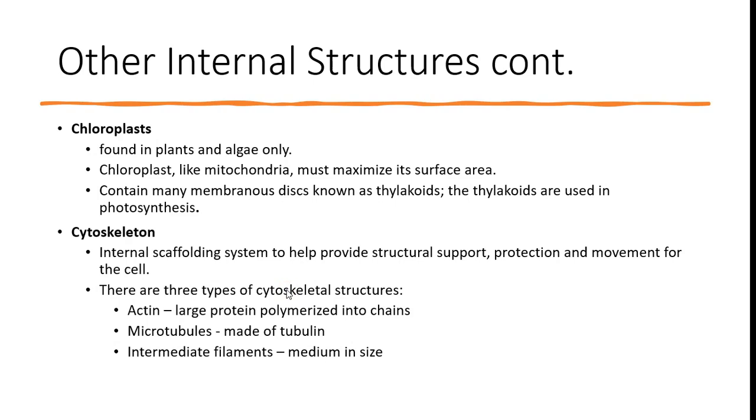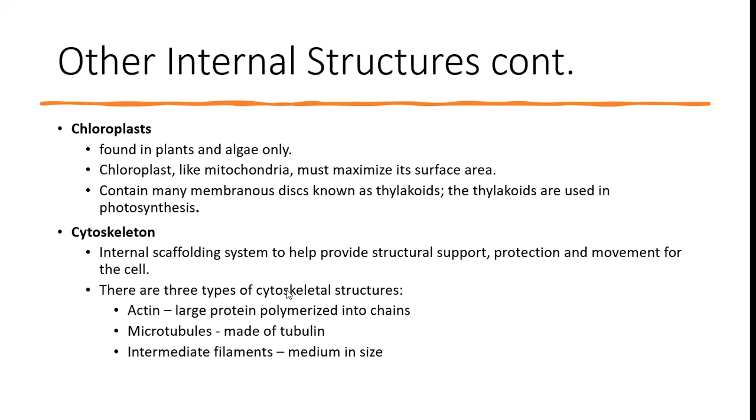Chloroplasts are found in some cells, and these are going to be those that are plant-like or plants themselves, so plants and algae, because they're going to be used for photosynthesis. Chloroplasts resemble mitochondria in that they are double membrane-bound organelles, and instead of the cristae, they're going to have the thylakoids, which are basically like little discs or stacks in there, and they're going to be, again, used for photosynthesis.